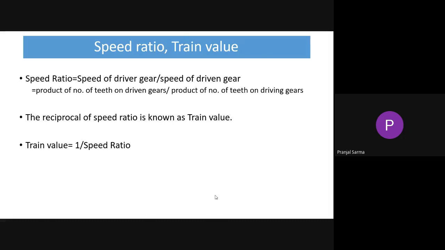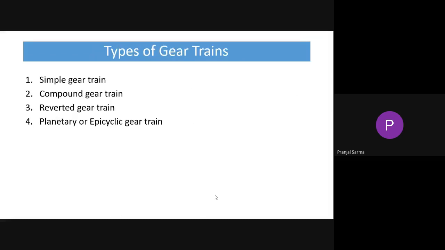There is another word known as the train value, which is nothing but the reciprocal of the speed ratio, that is, 1 by speed ratio is the train value. That is how they are related. Depending on how the gear train is arranged, we have a variety of gear trains like simple gear train, compound gear train, reverted gear train, and planetary or sometimes known as epicyclic type of gear train.